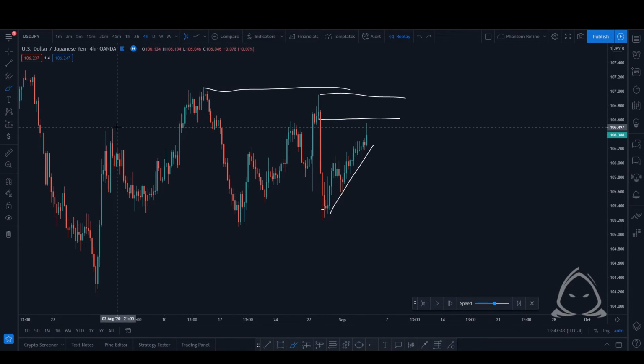But if we were looking at it in a different light, we can see that we created a high here with method 2 and 3. We can see that price impulsively moved to the upside.